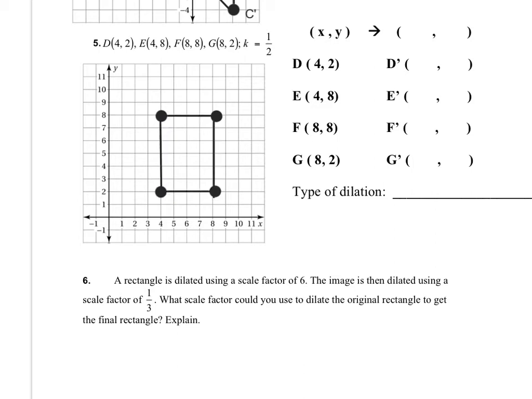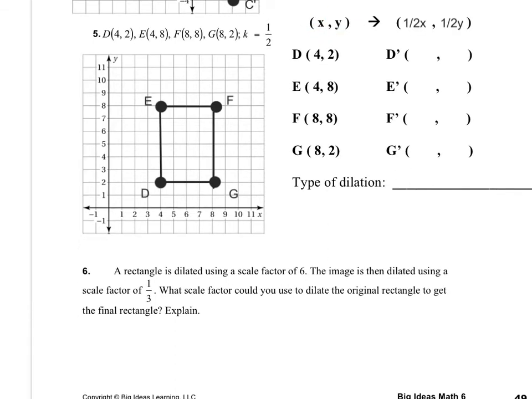And this time I'm going to label each vertex. Now each of these vertices are going to be multiplied by 1/2. So (x, y) will go to (1/2 x, 1/2 y). Every x coordinate will be multiplied by 1/2 and every y coordinate will be multiplied by 1/2. D is located at 4, 2. D prime will be located at 2, 1.